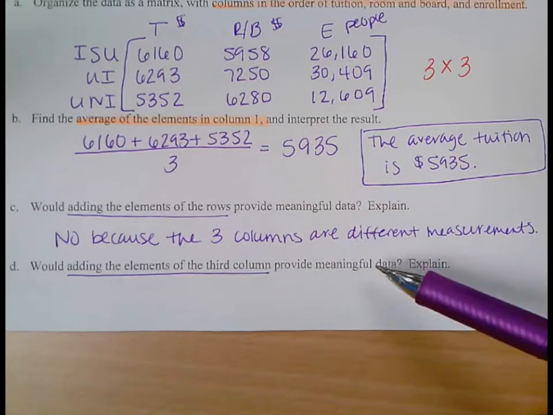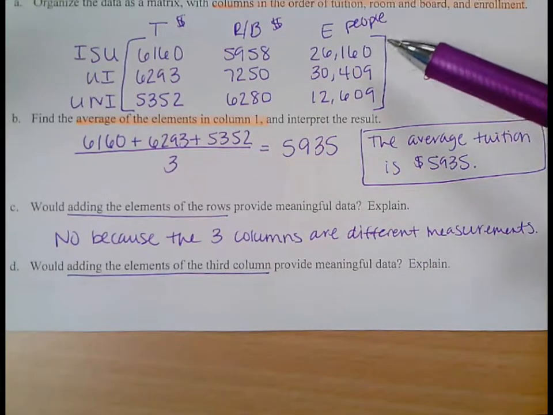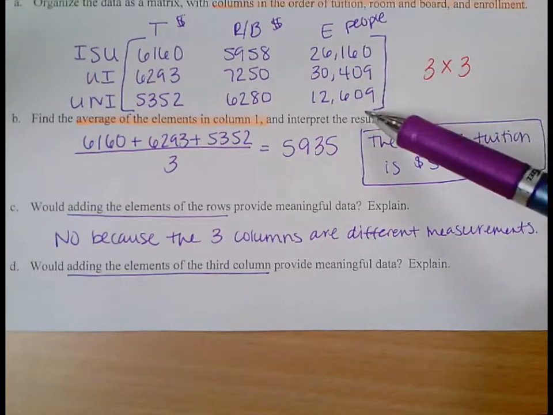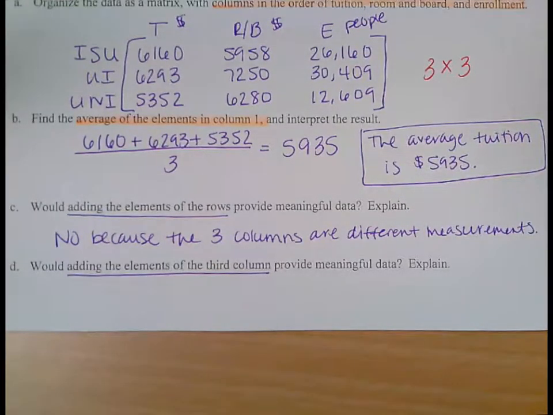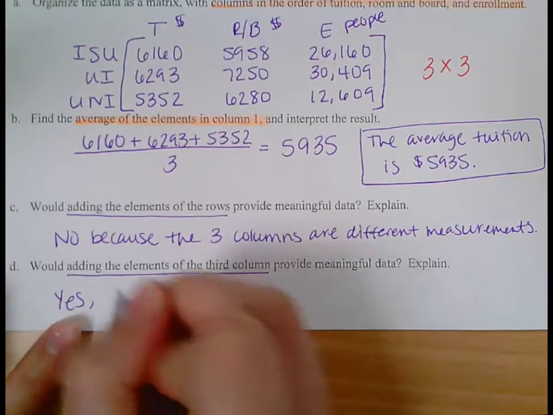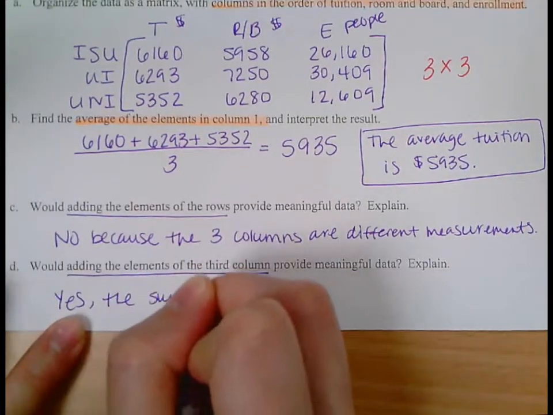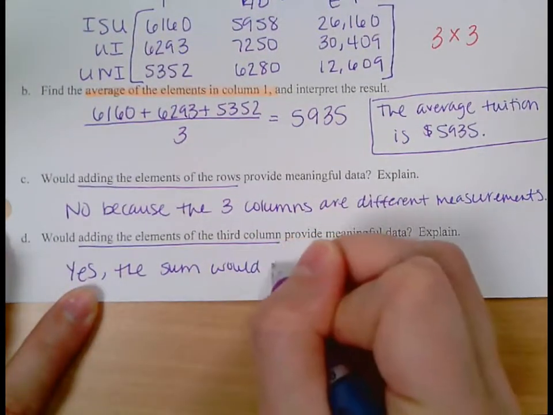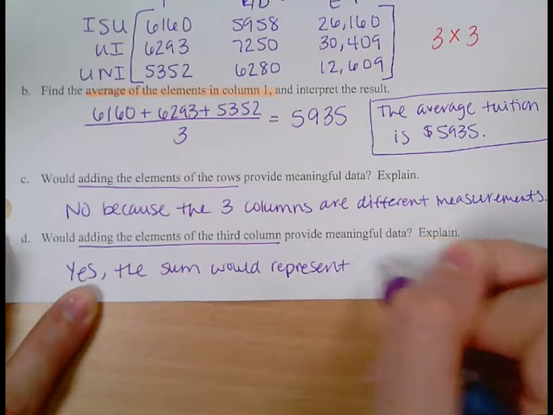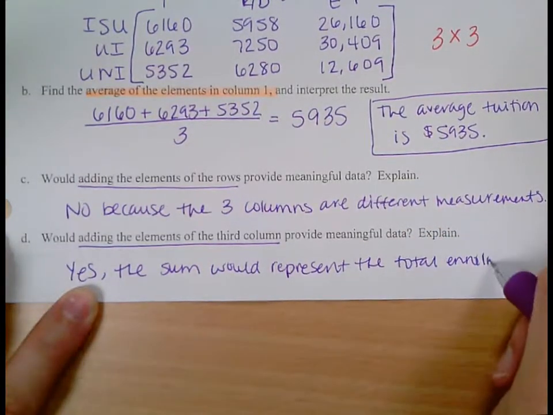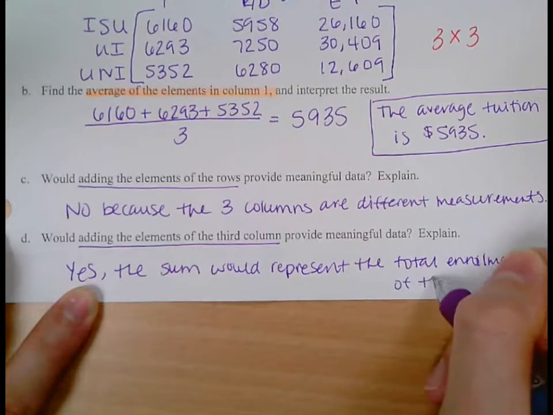So again, meaningful doesn't mean meaningful to you, but maybe in Iowa, they're saying, okay, in these three universities, how many people enroll? That's what that value would give me. So it is different schools, but it's all people we're adding together. So we could say yes here, and say the sum, so adding the three, the sum would represent the total enrollment of the three schools.